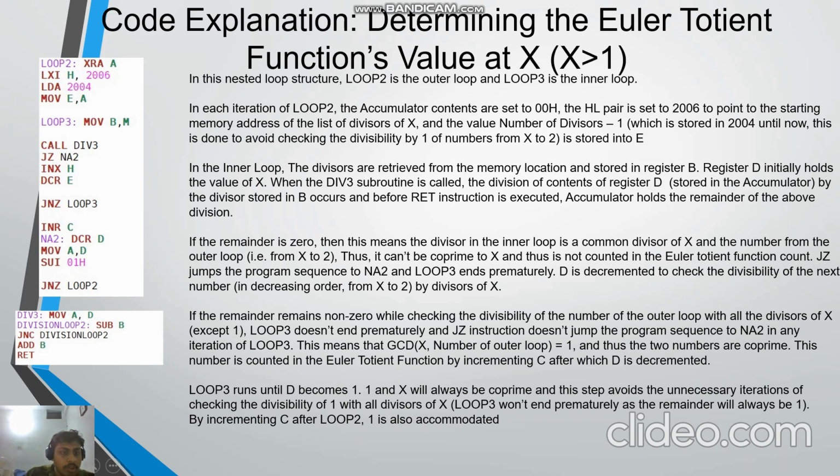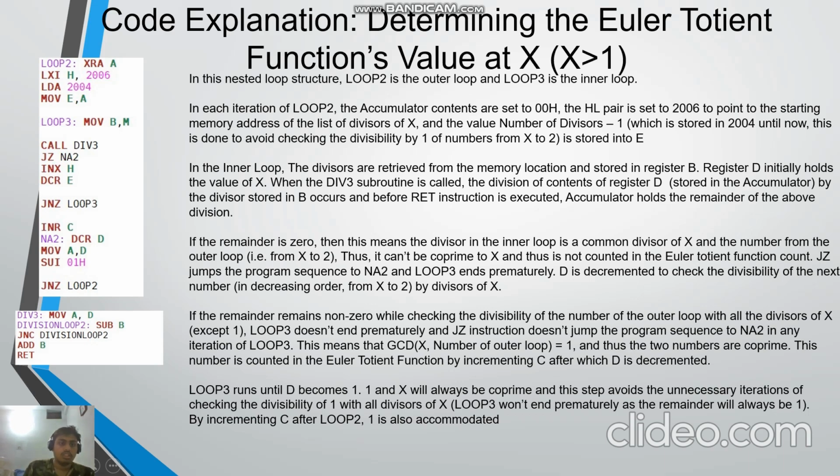There will be an incrementing of c, as you can see here, and then there will be a decrementing of the dividend. That is, we will go to the next number in the sequence from x to 2 in decreasing order after that. So that way the Euler Totient counter works. DIV3 is the subroutine. Here, as you can see, it also uses repeated subtraction, the repeated subtraction of the dividend by the divisor from the memory.